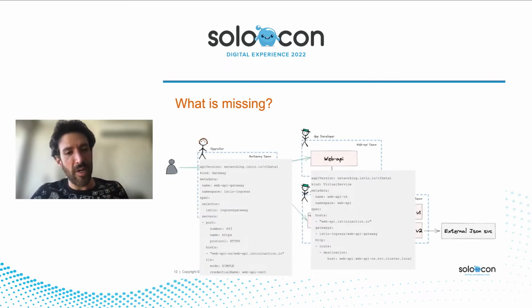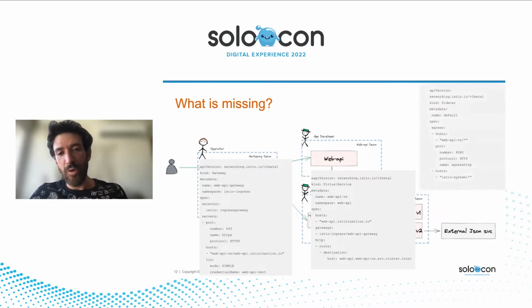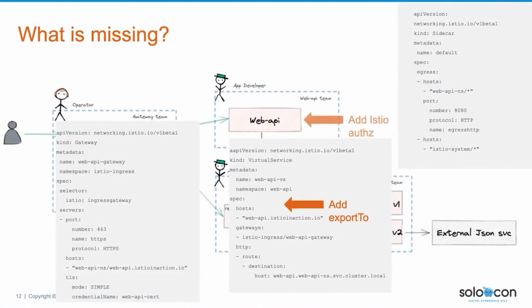But this is just the basic wiring in order to send communication from one place to another. It gives no guarantees about isolation or performance in terms of giving the proxies the minimal configuration that they need. So in order to achieve that, you would need to add in a sidecar resource to strip any unnecessary configuration from this, which is the egress here. We would need to add an export to the virtual service to make sure that other namespaces didn't pick it up. And we would also need to add some RBAC configuration for Istio, that's their authorization policy, to ensure that only the gateway was allowed to talk to the Web API application and not anything else.